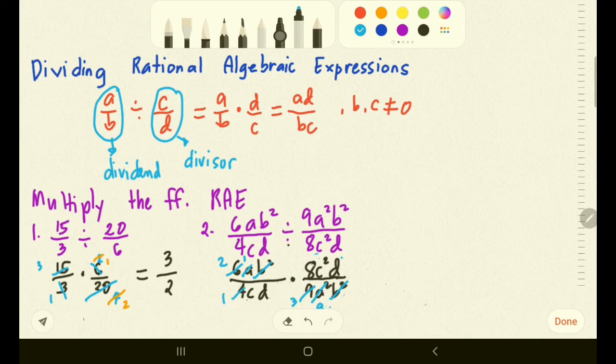4 and 8, their GCMF is 4. 4 divided by 4 is 1, and 8 divided by 4 is 2. Then c and c squared, their GCMF is c. c divided by c is 1, and c squared divided by c is just c. And then your d, you cancel that out. So the answer will be simplified. You have 2 times 2, that is 4, times c. So this becomes 4c over 1 times 1, that's 1, times 3, that's 3, times a, that is 3a.